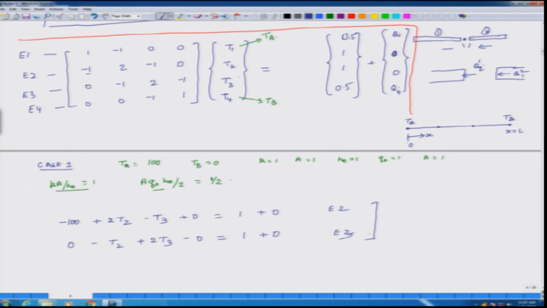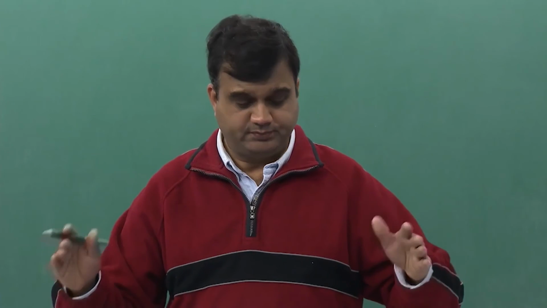So, I solve for these two equations and I can calculate T2 and T3, and then I can plug these values back in my equations E1 and E4, and I can find the values of Q1 and Q4. So, this is my first case where I have prescribed at both the ends the primary variables, which is 0 and 100 degrees. Okay.